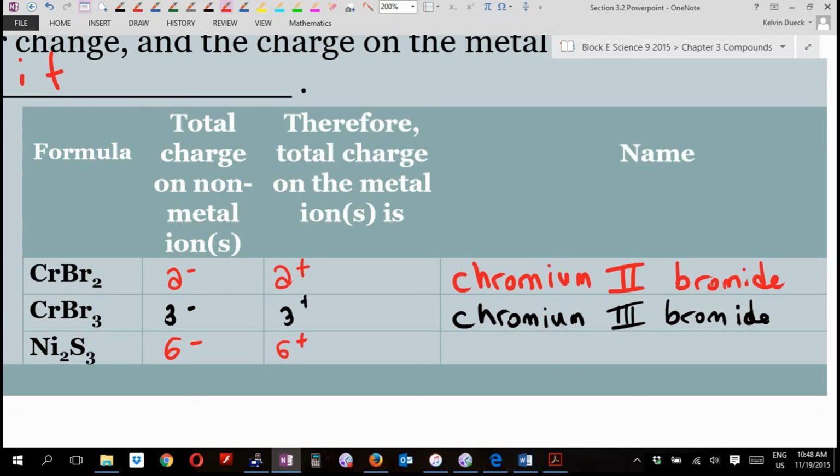Do you see how many mental gymnastics we have to go through? And I haven't found a way to make it simple. I can make it systematic, like we just did, but I haven't found a way to make it simple. So it's going to be nickel. What must the ion charge on nickel have been? 3. And then sulfide.